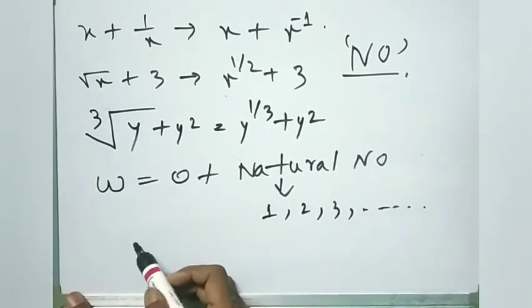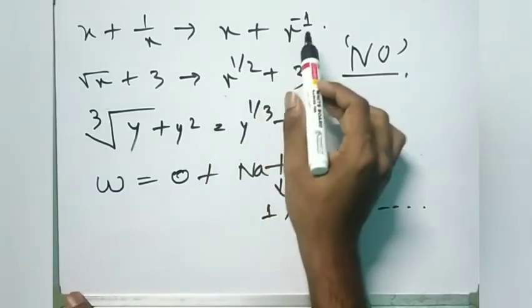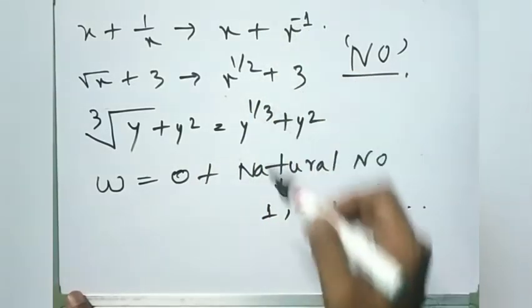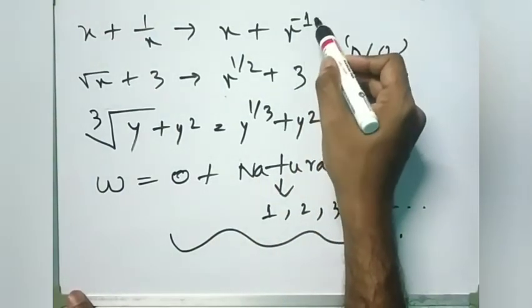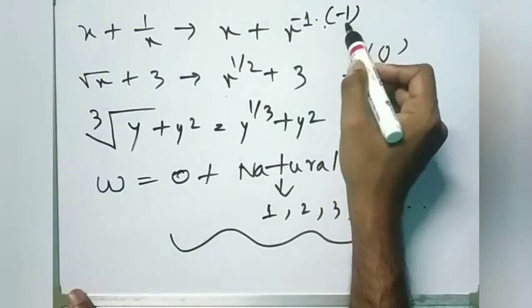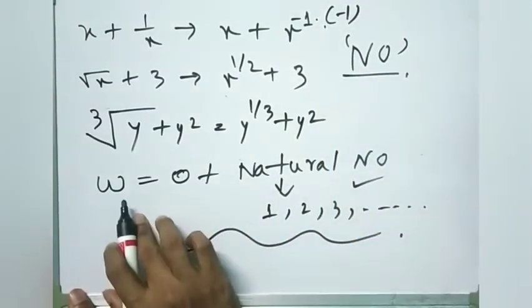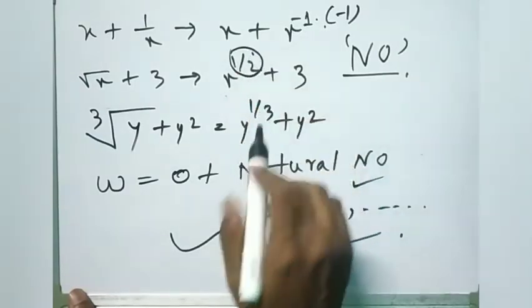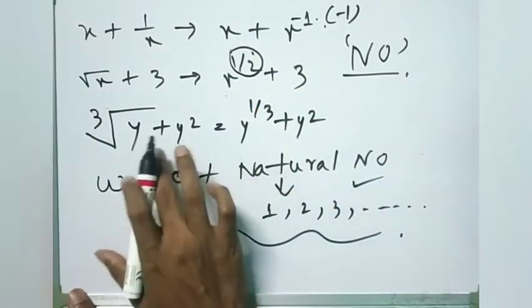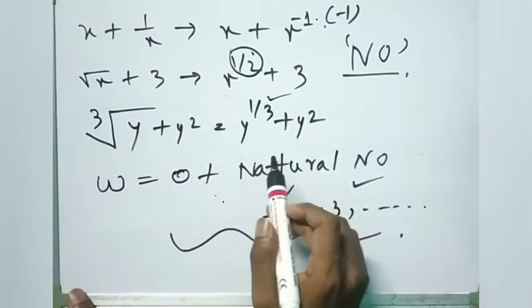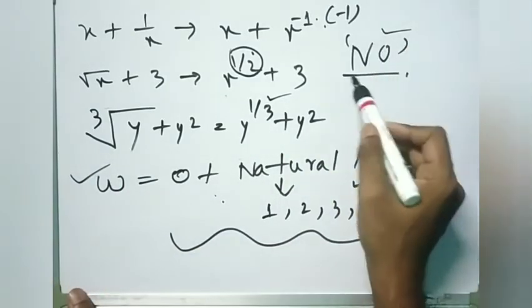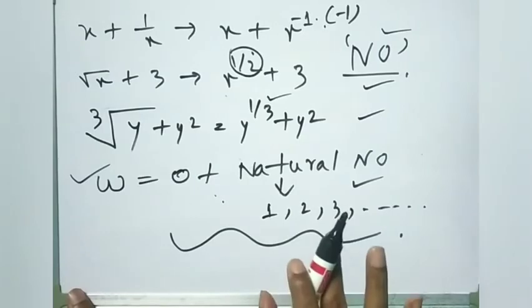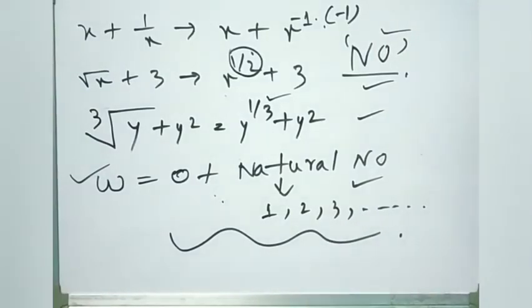Here you can see that none of the exponents come outside this whole number set. But here x to the power minus 1, and minus 1 does not belong to the whole numbers. x to the power half is also not in this set. Then x to the power 1 by 3 is also not a whole number. So that's why these expressions are not polynomials. Got it? I think your idea is now completely clear.